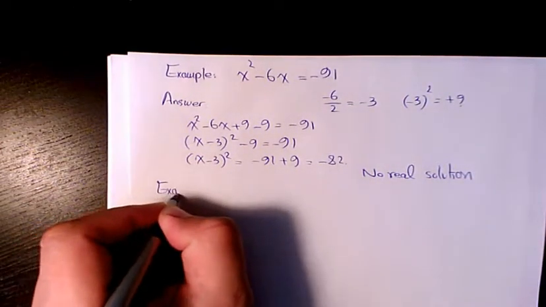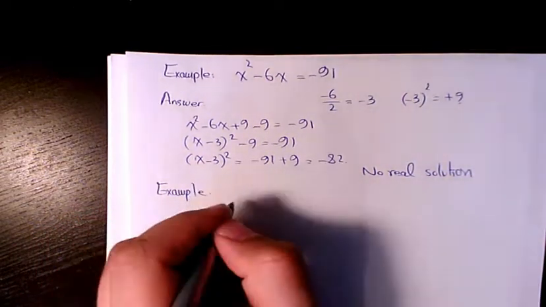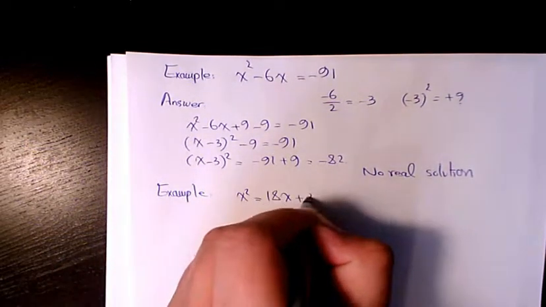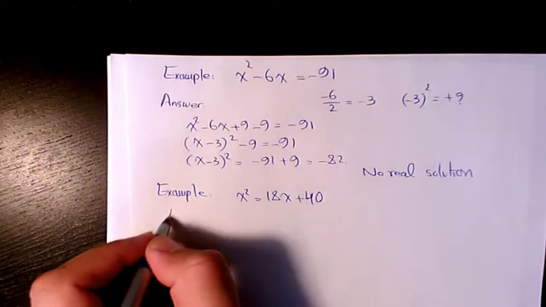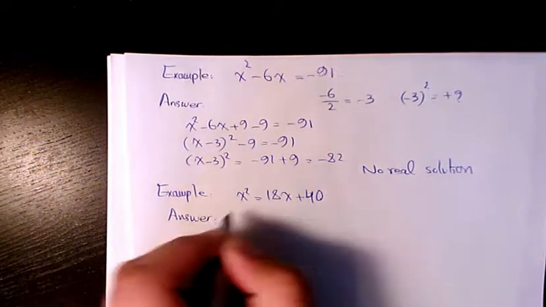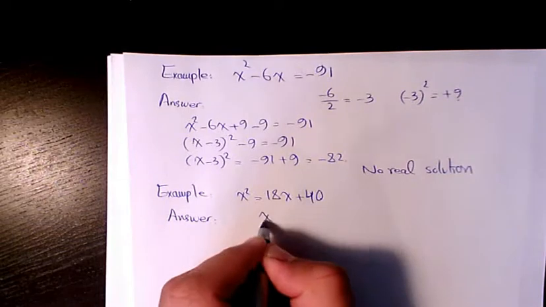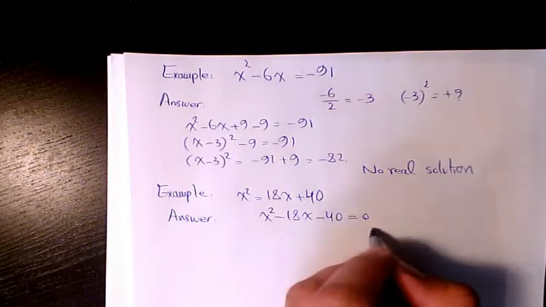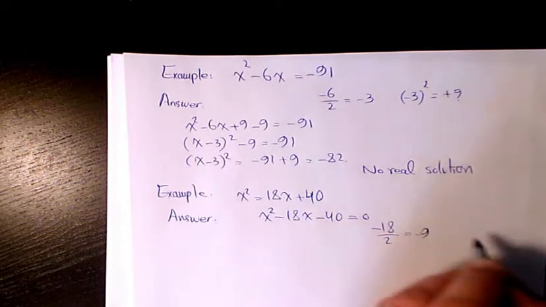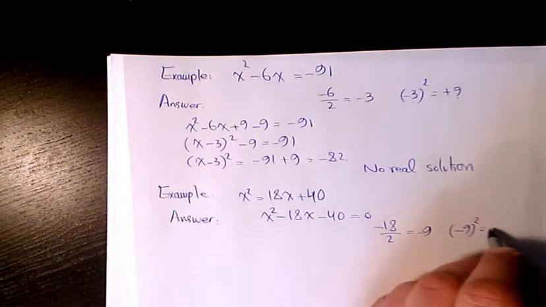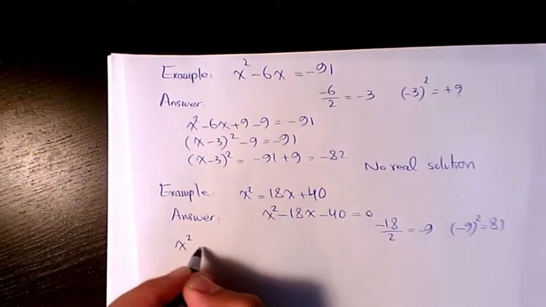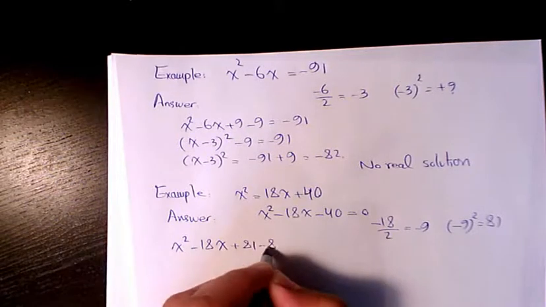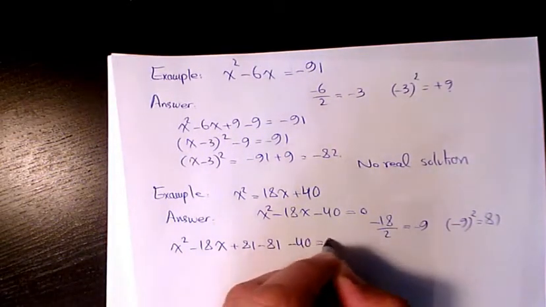Next example: x squared equals 18x plus 40. I can move everything to the left-hand side. It's going to be x squared minus 18x minus 40 equals 0. Negative 18 divided by 2 is negative 9. Negative 9 squared is 81. So you have x squared minus 18x plus 81 minus 81 minus 40 equals 0.